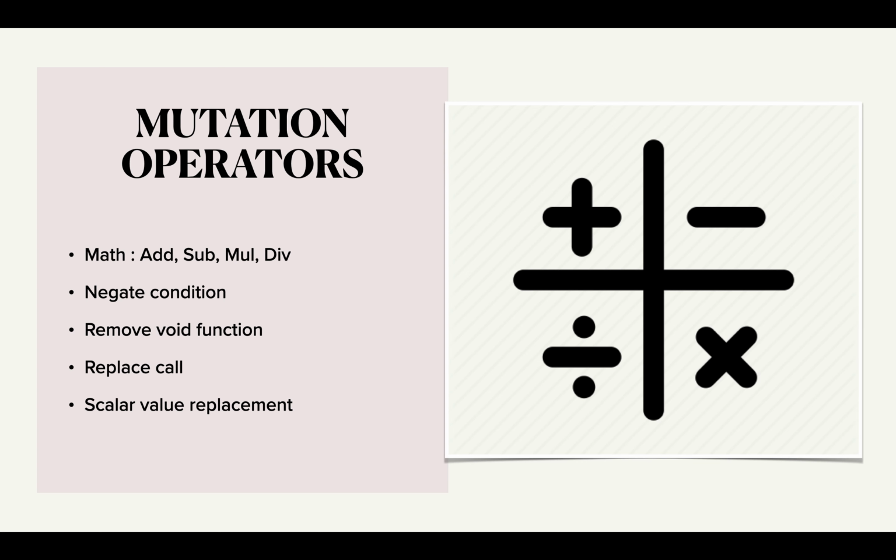Last, scalar value replacement. This operator replaces an integer or floating point scalar value with a predetermined value, like a non-zero value is replaced with 0, a 0 value is replaced with 1.